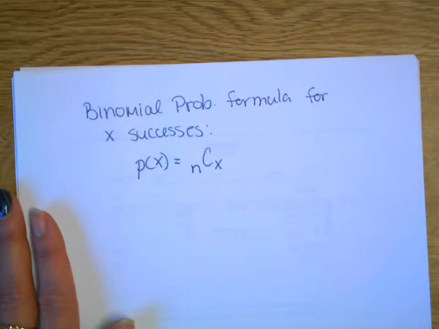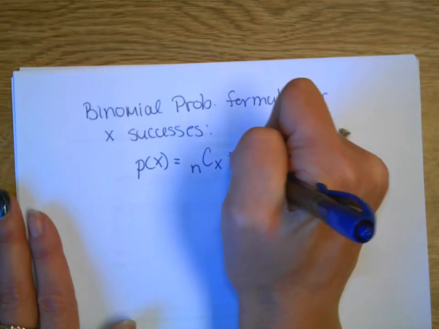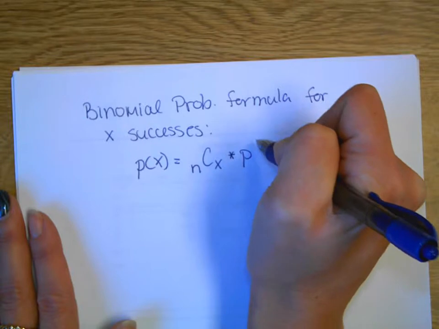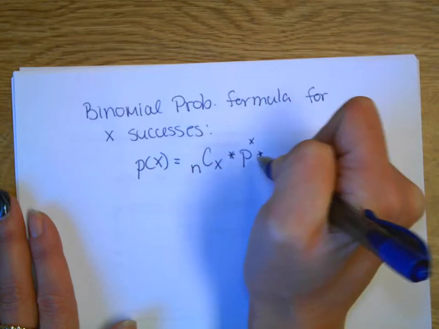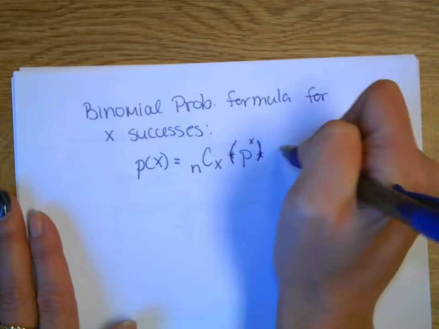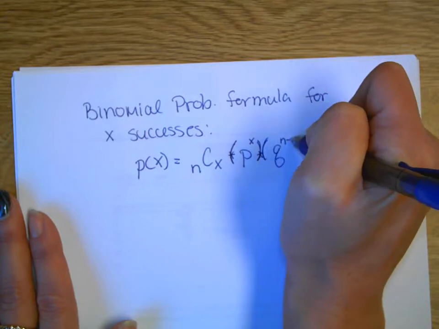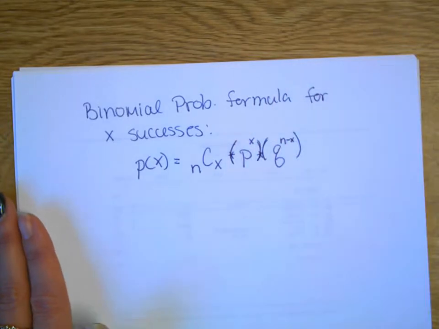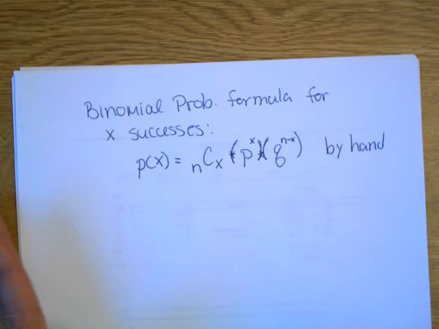NCX, that's our combination button. Remember back in advanced algebra when you did the NCR and the NPR? This is that C button. Multiplied by P to the X, multiplied by Q to the N minus X. This is your by hand formula. This formula is built in, and I'll show it to you after we go through a by hand one.